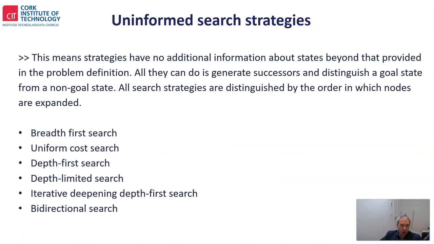Okay, so uninformed search strategies. What we're talking about here is search strategies that have no additional information about states beyond that provided in the problem definition. All they can do is generate successors and distinguish a goal state from a non-goal state. All search strategies are distinguished by the order in which nodes are expanded. And what we're going to cover is breadth first search, uniform cost search, depth first search, depth limited search, iterative deepening depth first search, and bidirectional search.